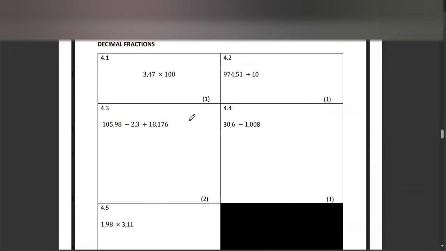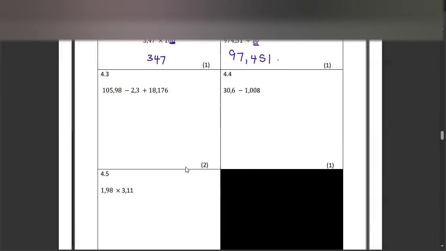Okay, then question 4, which is the decimal fractions. When you're multiplying by 10, 100, 1000, the comma must move to the right. Okay, so since we have 2 zeros, the comma must move 2 steps to the right. So the answer is 3, 4, 7. When you're dividing, the comma must move to the left. Okay, since we are dividing by 10, the comma is going to move 1 step to the left. So that's 97,451.